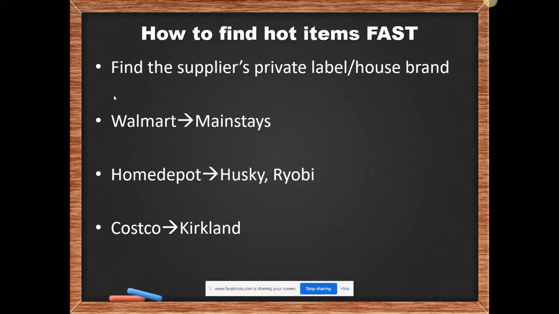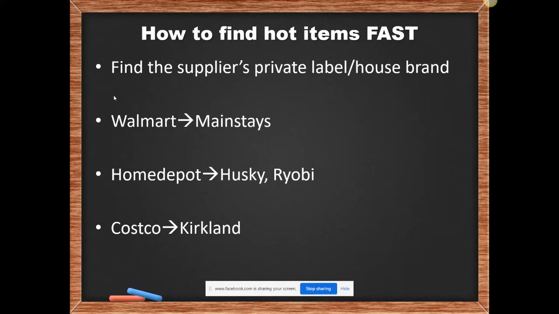items. The Home Depot has two big private labels. One is called Husky, and the other is Ryobi, and both of them are for power tools and tools in general. And Costco has Kirkland, which is also for general kinds of items.